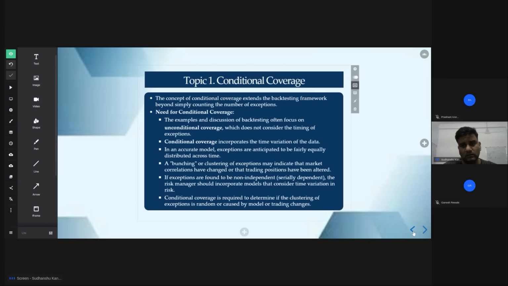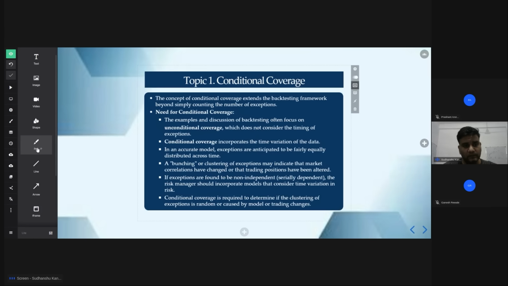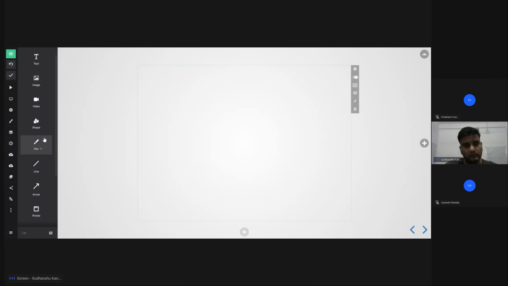I think I should give you a table here. I was worried about whether time is enough or not, but I think that will add more value. I think this slide has space, so I just want to add a few things. I can make a slide here in between, just to give a summary, because conditional coverage creates a problem.